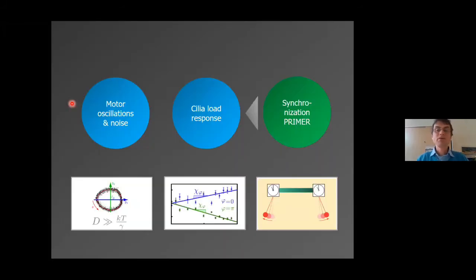Okay, so before I come to the second topic, cilia load response, I actually want to give you a sneak preview of the third topic, previous work on synchronization, because that is actually the motivation why we looked at cilia load response, the second topic, in the first place. So we'll now review some classical experiments and basic theory.